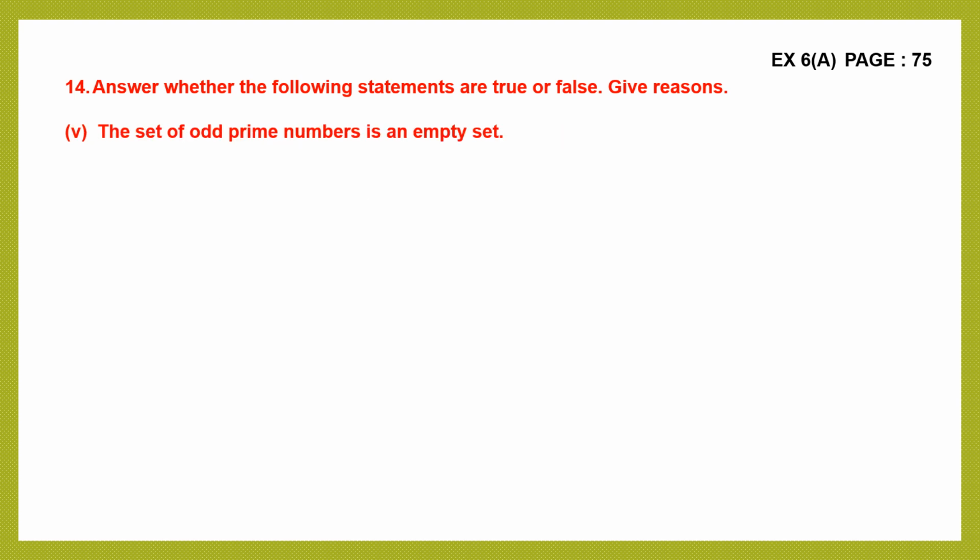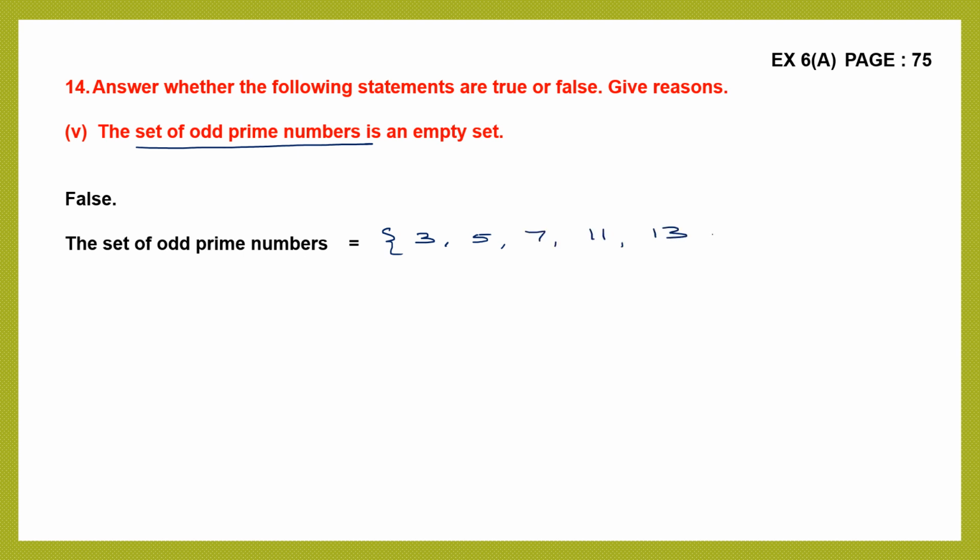Question 5. The set of odd prime numbers is an empty set. Okay, so what are the odd prime numbers? That statement is false because the set of odd prime numbers will be 3, 5, 7, 11, 13. As you can see, these are all odd prime numbers. So this statement that it's an empty set is false because the set of odd prime numbers are these and it is not an empty set.